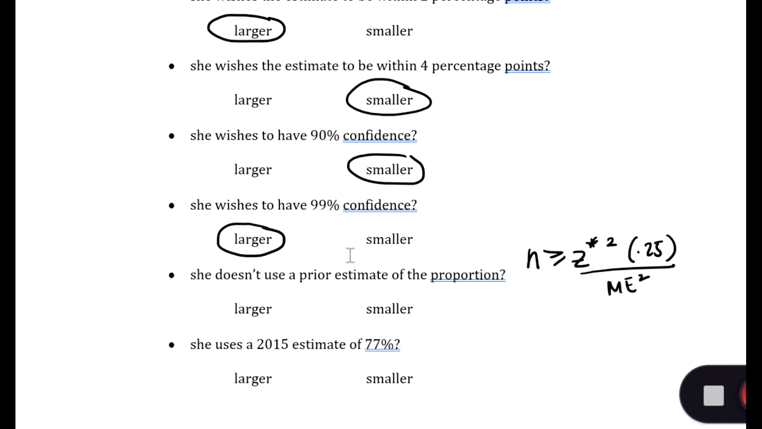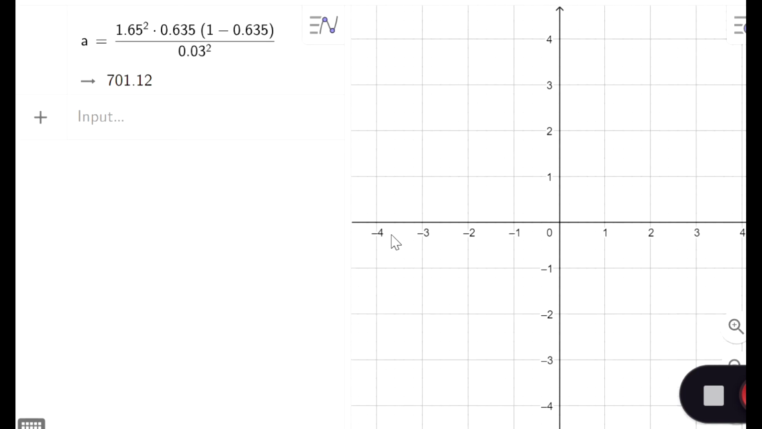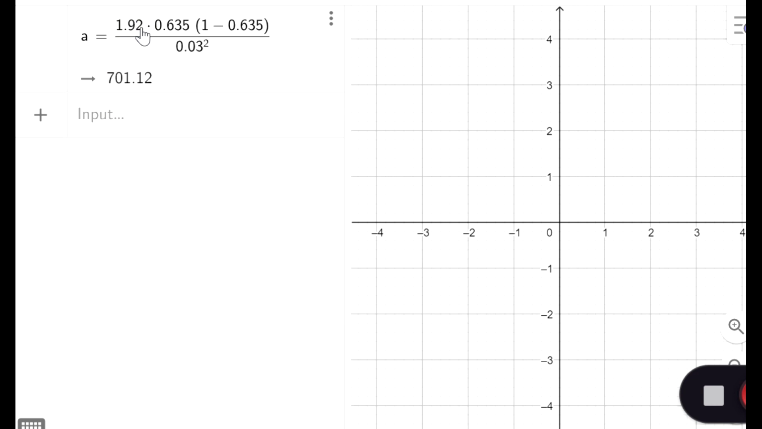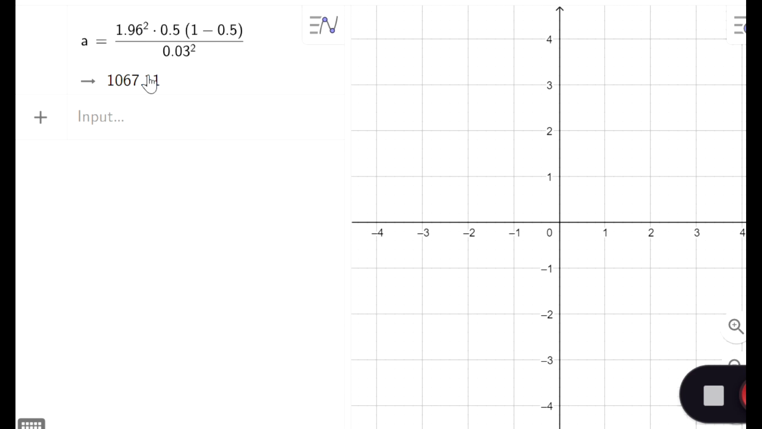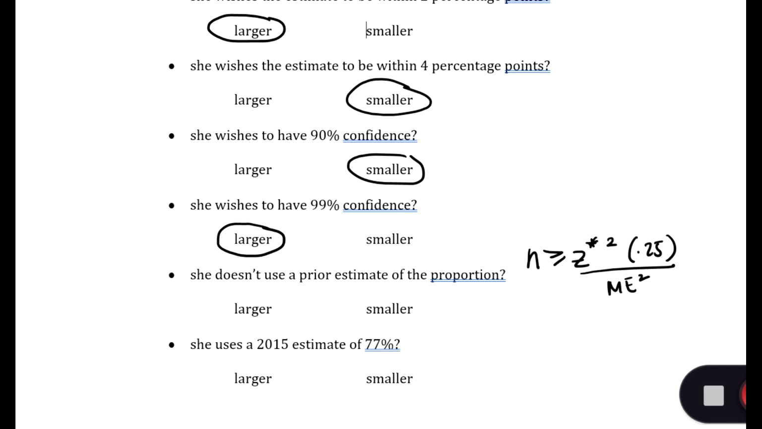So if I had changed my number here, this was for the original one, 1.96 squared. And then having no preliminary estimate is using your preliminary estimate as 0.5. So we needed 1,068 people there. So we needed it to be bigger. We needed to have it as a larger estimate.